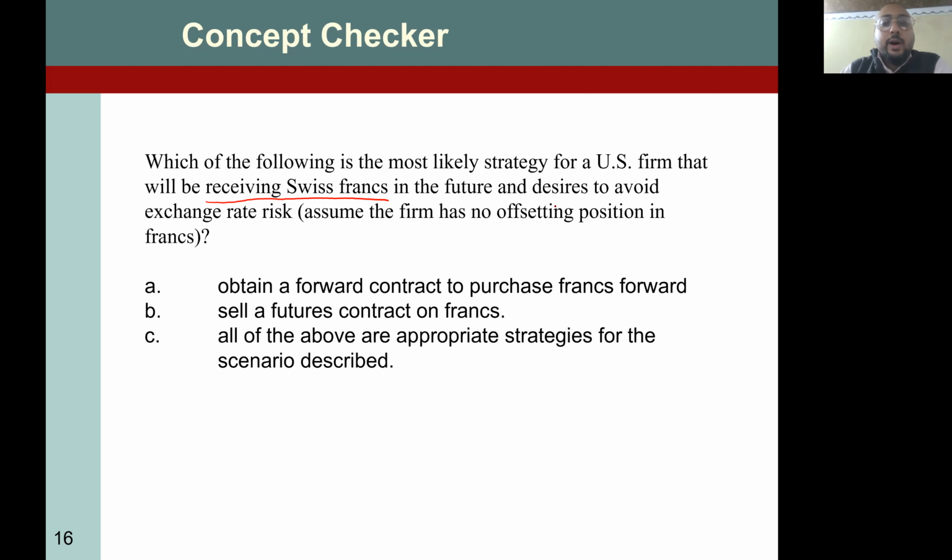So desire to avoid exchange rate risk, which means they are concerned with the exchange rate risk. If they say that they don't consider exchange rate, then they should not go into the currency market, they just let it happen. But if they are concerned, then they need to make some financial strategy. So assume that the firm has no offsetting position in franc. Which one is the correct answer, A, B, or C?